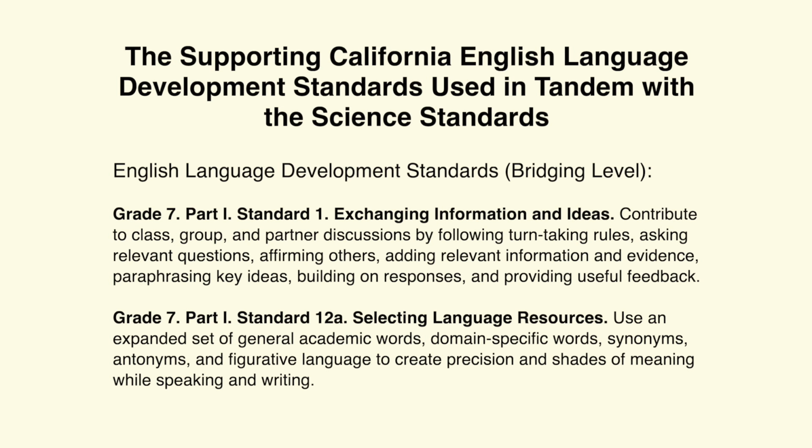The supporting California English Language Development Standards used in tandem with the Science Standards. The English Language Development Standards at the bridging level are Grade 7, Part 1, Standard 1, Exchanging Information and Ideas, where students contribute to class, group, and partner discussions by following turn-taking rules, asking relevant questions, affirming others, adding relevant information and evidence, paraphrasing key ideas, building on responses, and providing useful feedback.